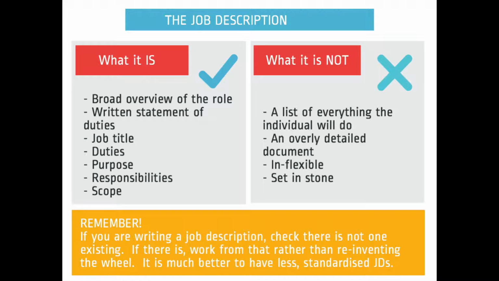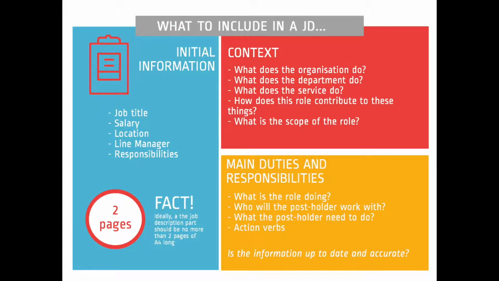It's far more effective to have fewer job descriptions that are standardised and consistent than to have hundreds that all differ but relate to very similar roles. When looking at what specifically goes into a job description, my best suggestion is that you split it into three different sections: the initial information page, the context, and then the main duties and responsibilities.